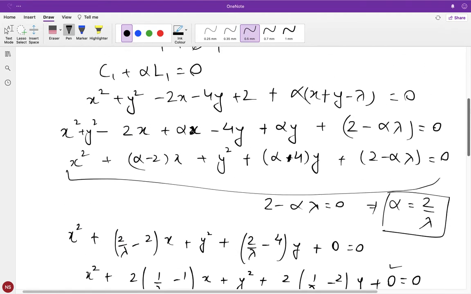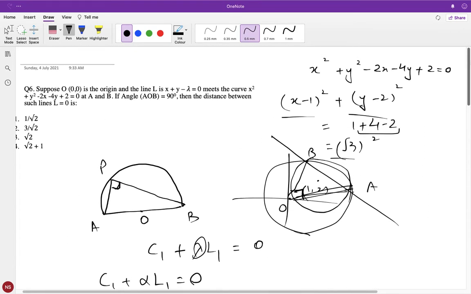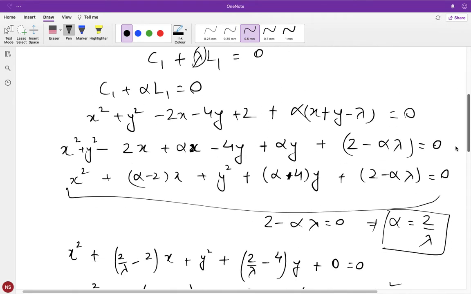So the two possible equations for L, which was x plus y minus lambda equals 0, are x plus y equals 1 and x plus y equals 2. Now finally what the question asks us is the distance between such lines. So the distance between these two lines is being asked from us.